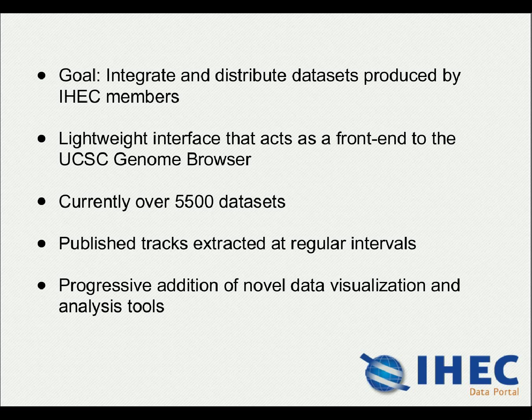The portal currently offers over 5,500 datasets coming from most IHEC member consortia, including ENCODE, Roadmap, CIRC, and Blueprint, among others. Please refer to the main IHEC website for more information on the members and their project. The datasets are extracted at regular intervals from each consortium's list of published tracks and added in a relational database that is central to all features on the portal.